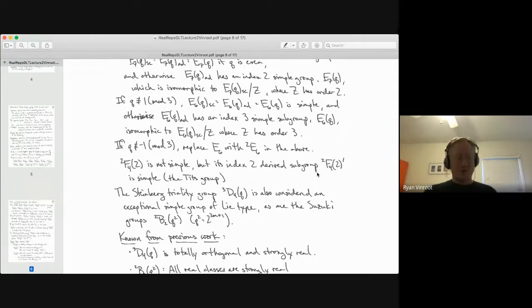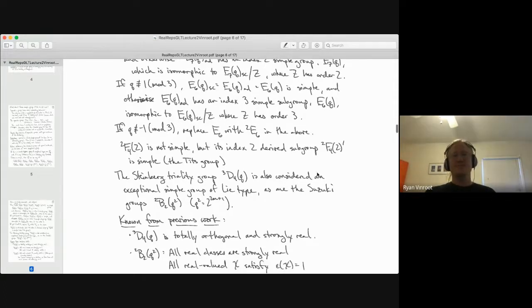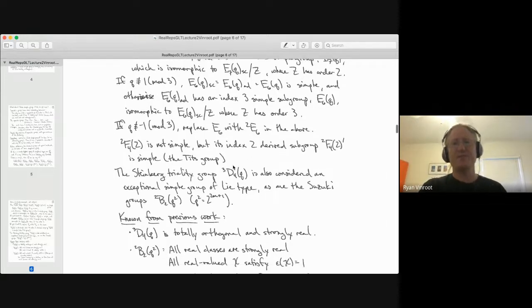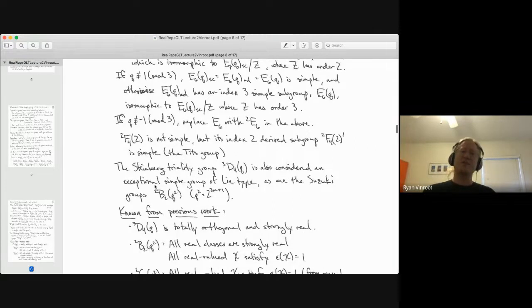So here's what's known about these things. First, due to work of Berry that I mentioned earlier, the Steinberg triality group is totally orthogonal. It's strongly real. This was one of the papers by this group of mathematicians in Siberia who went through a lot of these things and classified which ones were strongly real. So this is one of these lists of totally orthogonal finite simple groups. Okay, these Suzuki groups, which I haven't said too much about, are relatively small.